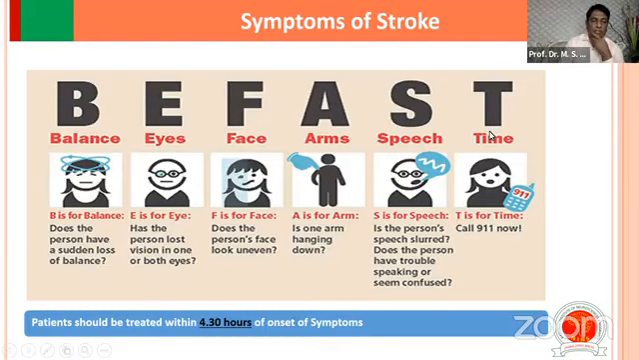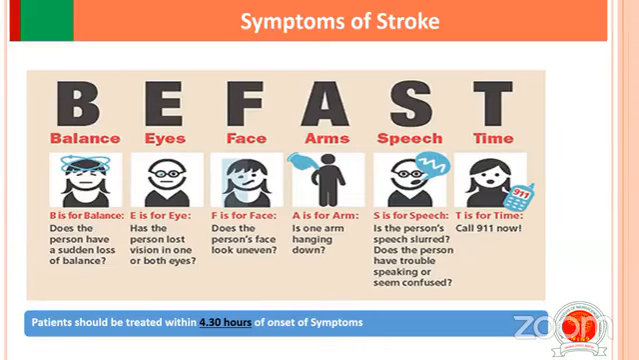stroke. The synonym is BE FAST. B means balance. Sudden imbalance is known as stroke, and E means eyes, sudden onset of blindness. F means face, sudden development of facial asymmetry. A means arms, sudden onset of arm drift, and S means speech, sudden onset of aphasia, dysphasia, or slurring of speech.